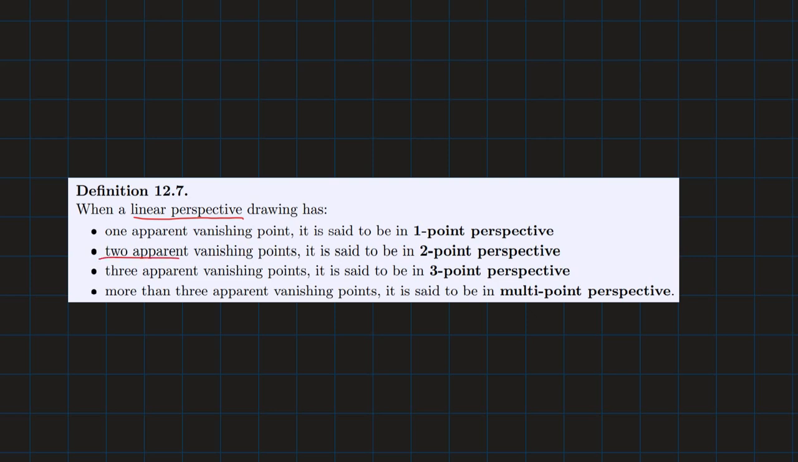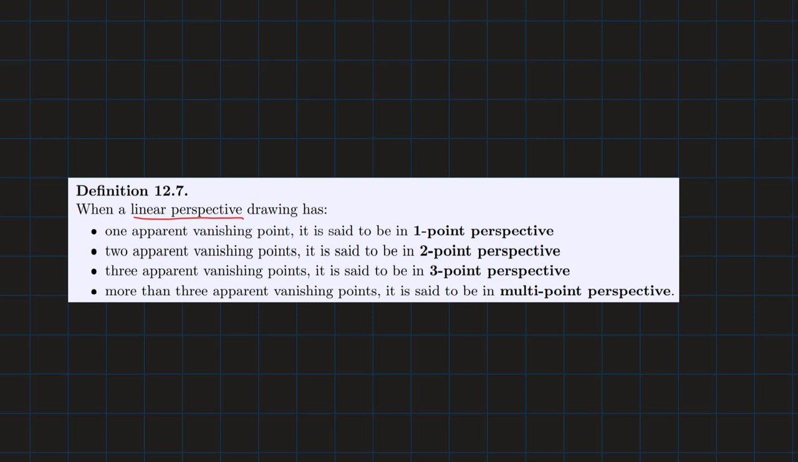When you can notice two vanishing points, then it's in 2 point perspective. And when you can notice three, it's in 3 point perspective. And if there are more than three, you tend to say multi-point perspective. So this is the definition of what endpoint perspective means.